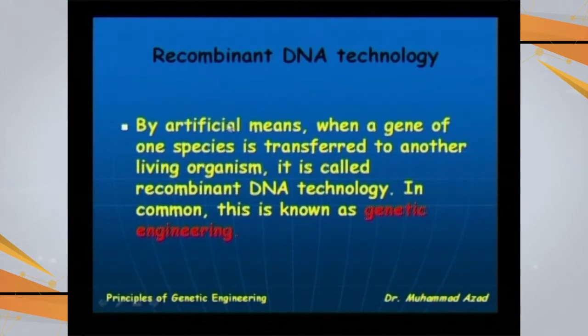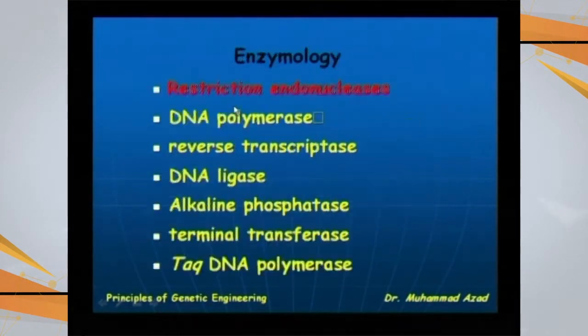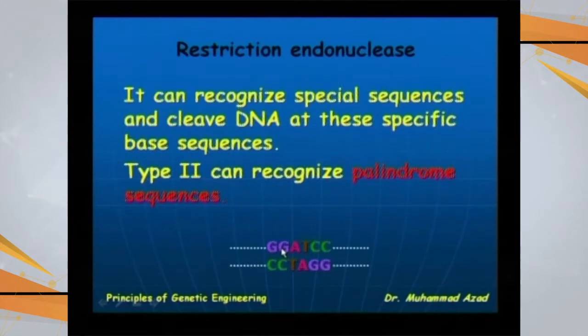We are going to have any of the combination of the genes. The enzymology, that is the different enzymes which are used in this process. So mainly these are the restriction endonucleases, DNA polymerase, reverse transcriptase, DNA ligase, alkaline phosphatase, terminal transferase, and Taq DNA polymerase are the enzymes which are commonly used in this process.